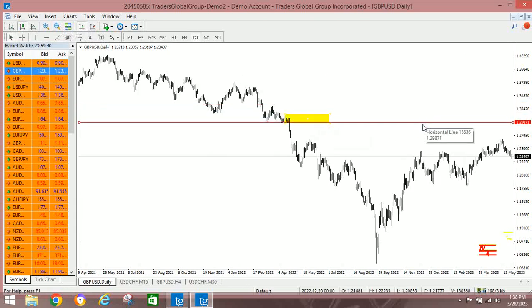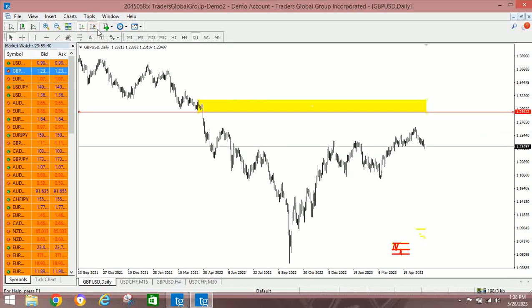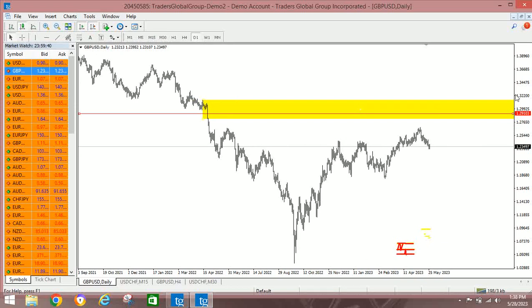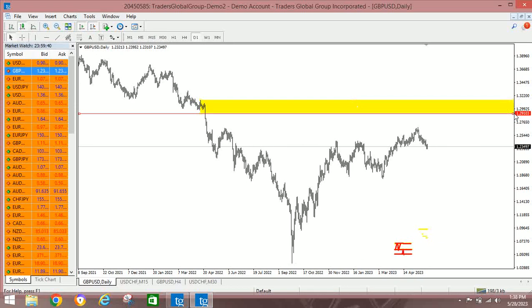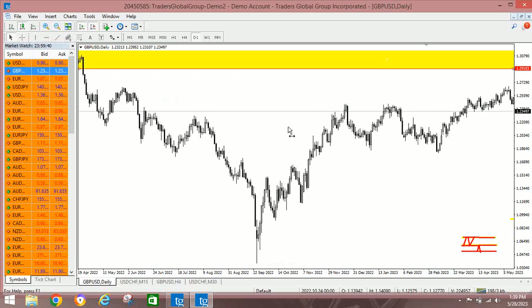Here it never reached this point. This point is quite far from what the price is actually doing. So let me zoom in. It's far, man. It's really far. Let's look at this point. So it's not that far.